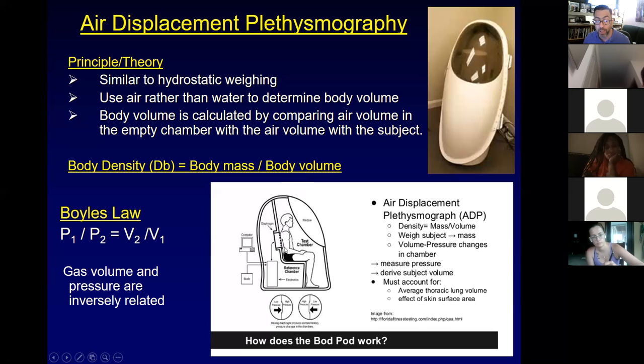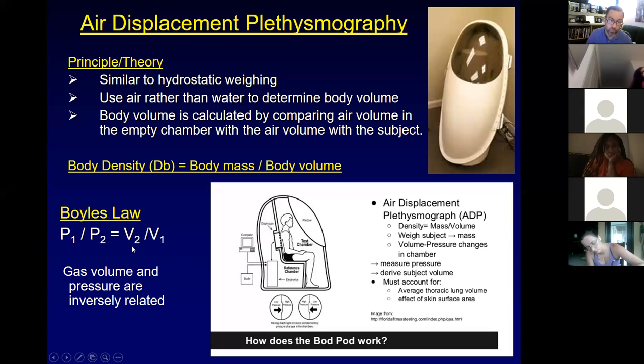And so if it applies a known amount of air pressure on one side of the chamber, and then measures the change in pressure as that air goes over your body on the other side, then Boyle's law tells us that the ratio of pressure on either side is inversely related to the volume on either side. And so if we know the volume of the chamber and we know both pressures, then we can relatively easily calculate the volume that you are occupying inside that chamber, okay?